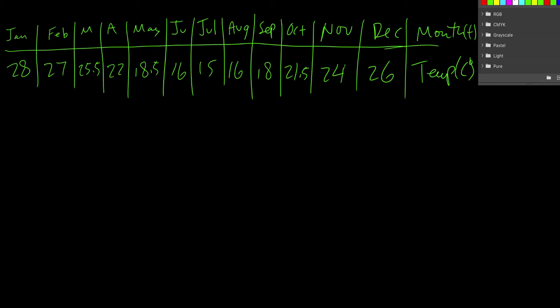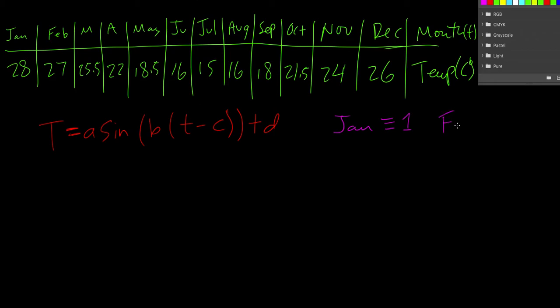All right. So it says we want to model the data with a trigonometric function of the form t equals a sine. This is just the same thing we used on the previous problem. Okay, and they're saying that January is congruent to 1, February is congruent to 2, etc. So it's not like the first problem on this video where it was off. This is going to make a little bit more sense, I think.